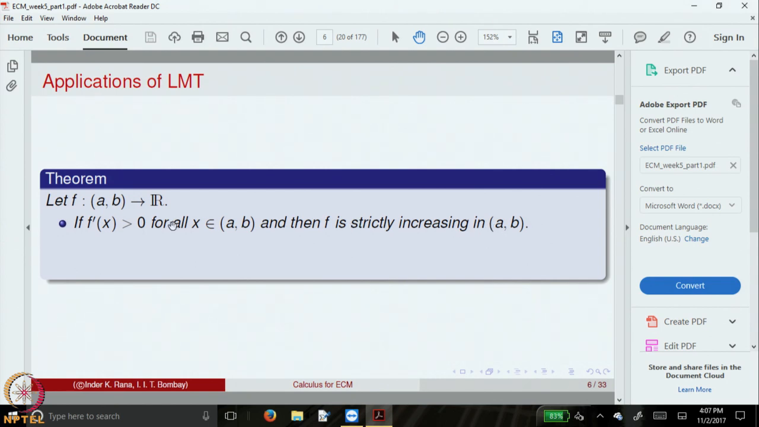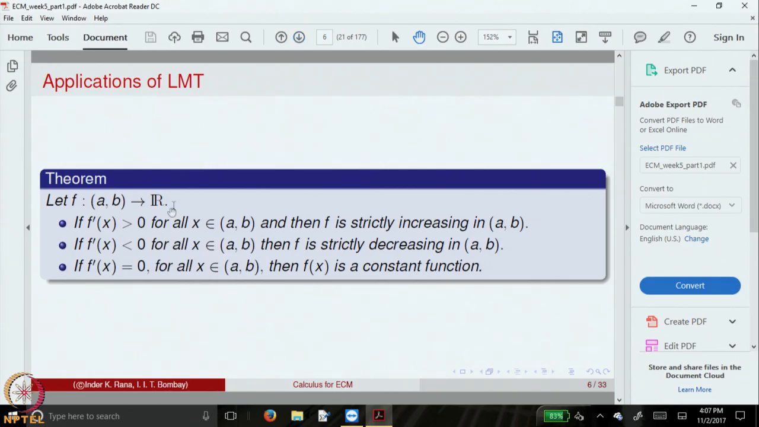Note this is a property of the derivative of the function on the whole of the interval (a, b). So, if the derivative is strictly bigger than 0 for all x, then it is strictly increasing in (a, b), and similarly if f'(x) is less than 0 for all x, then the conclusion is f is strictly decreasing in (a, b), and finally if f'(x) is equal to 0, then f is a constant function. This is a very simple and straightforward application of the mean value theorem. So, let us just look at why this is so.